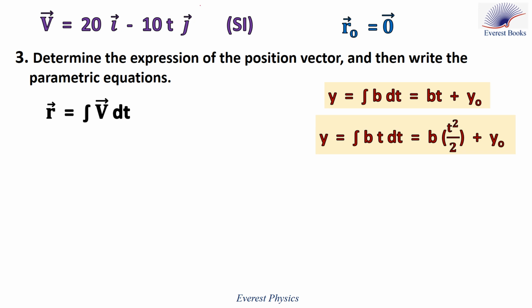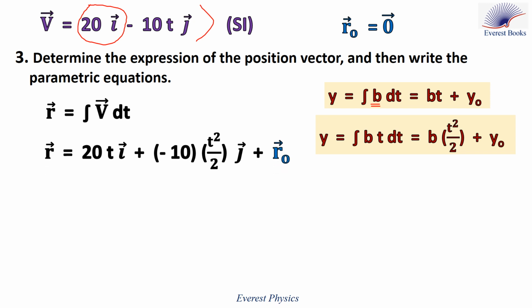Now, let's take the antiderivative of the velocity vector. Let's start with the x component. The x component is constant. It is similar to b. Then, the antiderivative of the x component with respect to time is 20t i. Now let's move to the y component. The y component is variable. It is similar to bt. Then the antiderivative of the y component is minus 10 times t squared over 2 j.